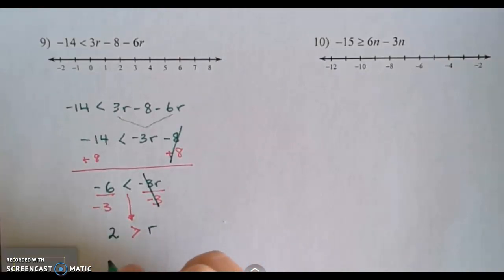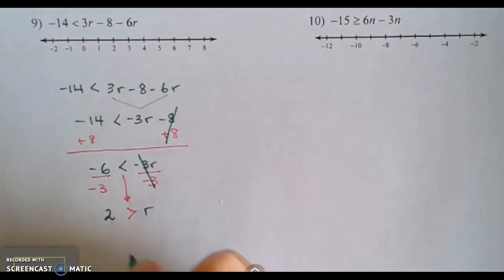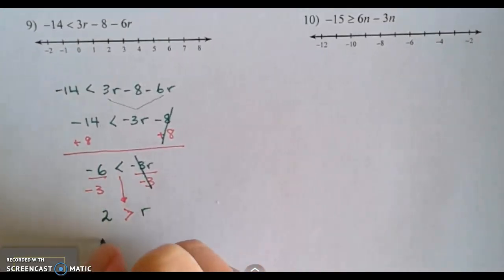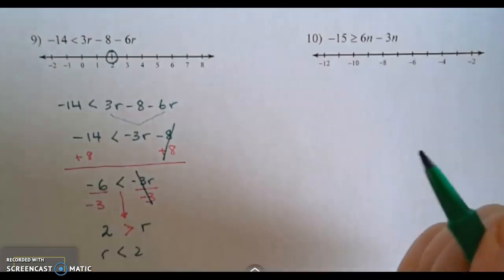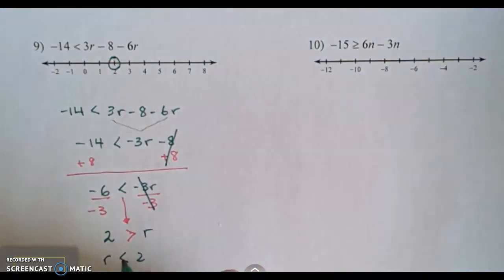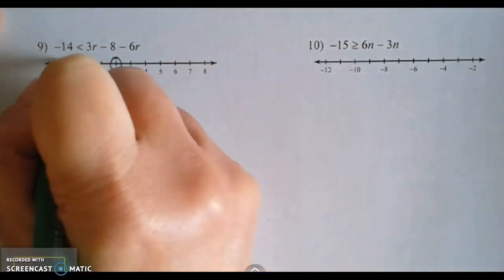Okay, as before, my brain finds it much easier if I have the variable first, and so I'm going to flip the inequality to be r is less than 2. So I find my 2, that's my boundary point, and it's going to be an open circle because it's just less than, not less than or equal to, and I'm shading to the left.